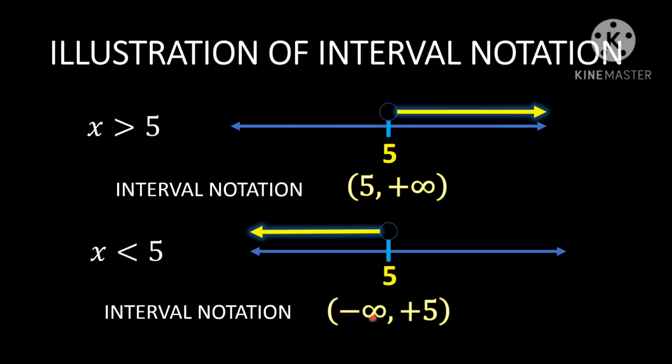Remember that if it is infinity, we always use parenthesis. So, pag positive, dapat nasa right side siya nakalagay. Hindi pwede itong pagbaliktarin. Positive infinity, then comma, positive 5 is not correct. Positive infinity should be placed at the right side. Negative infinity should be placed at the left side. Hindi pwede magka-interchange yan.